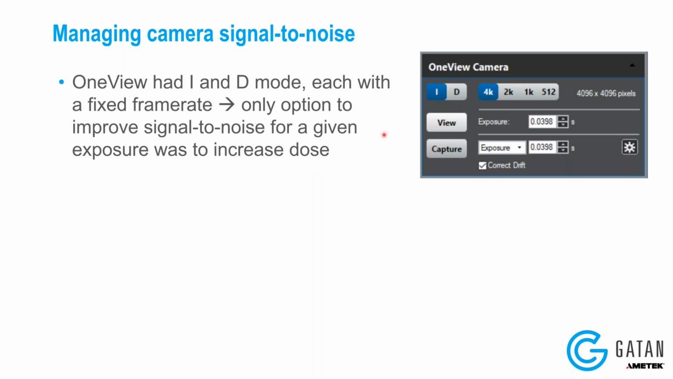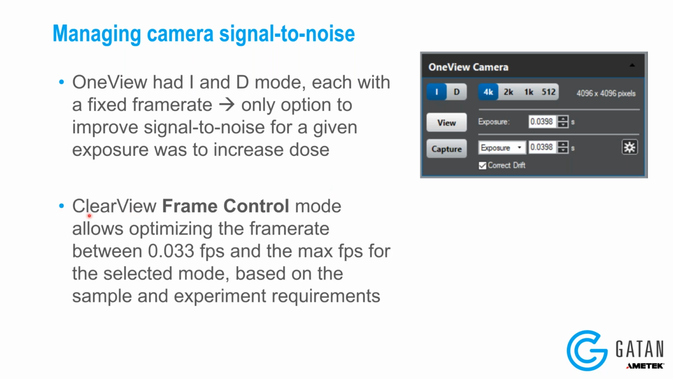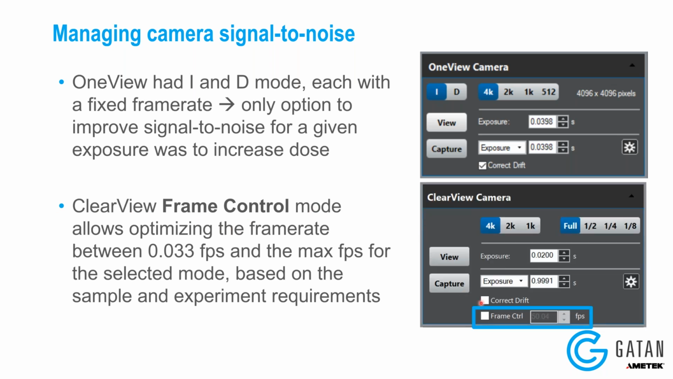And so just like I was saying, with the OneView camera, if you ever used a OneView camera, you had an imaging mode and a diffraction mode, and each mode had a fixed frame rate. And so if you wanted to improve the signal to noise in your data, all you could really do was increase the signal by increasing the amount of electrons on the camera and increasing the dose on your sample. And so this isn't really useful if you want to do a low dose kind of experiment. The ClearView gives you the frame control option here, which I show at the bottom.